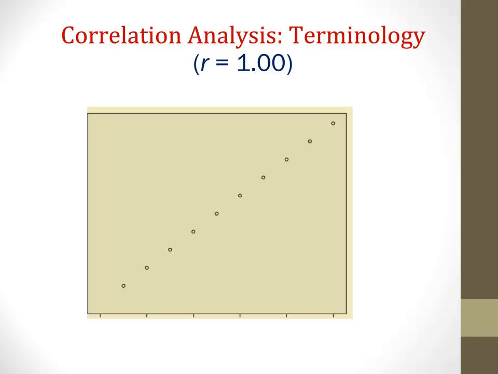In this scatter plot, you see almost a perfectly straight line of dots. A straight line represents a perfect relationship. In a perfect relationship, the value of R, of Pearson's R, is 1. So here you can see a scatter plot where Pearson's R is equal to 1.